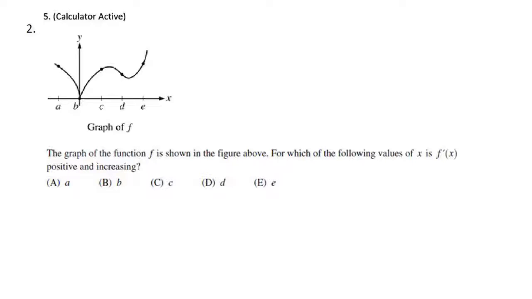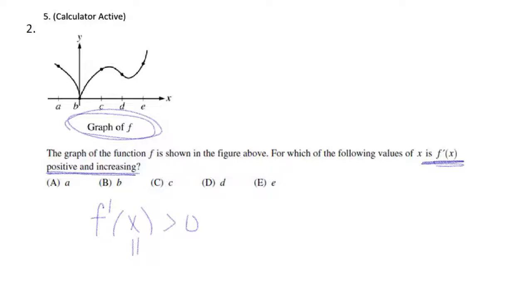Right here, the graph of the function f is shown in the figure above. So here, you've got the original graph. For which of the following is f prime positive and increasing? Oh no, now we're talking about the derivative. All right, so let's talk about it. If f prime at x is positive, again, what does that imply about my original function? What is f of x doing? F of x is what?